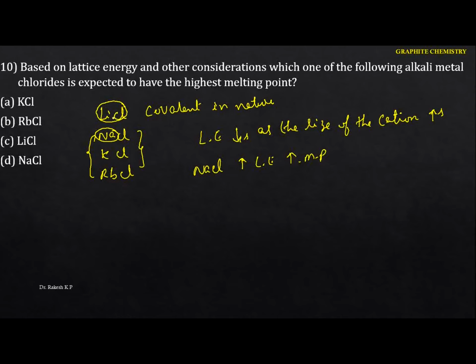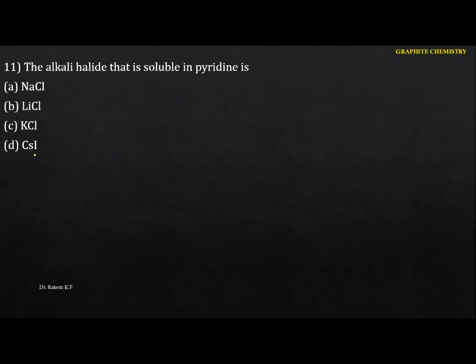Okay, but even though lithium has a smaller size, here it shows covalent nature. This is according to Fajan's rule. So apart from lithium, the size of sodium will be the smallest. Hence it has the highest melting point. Okay, hence the option is which one? That is D.